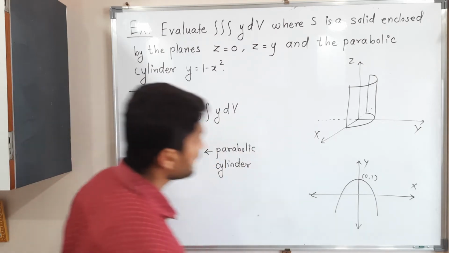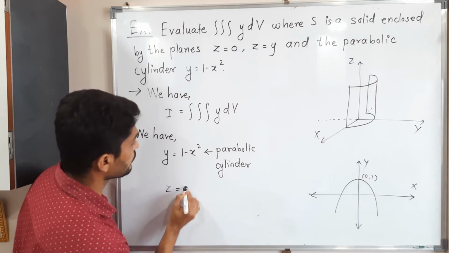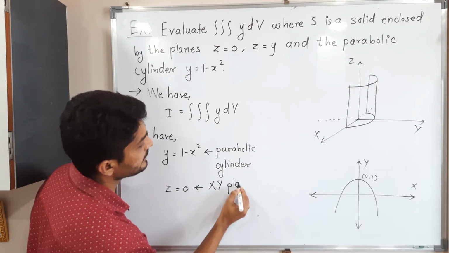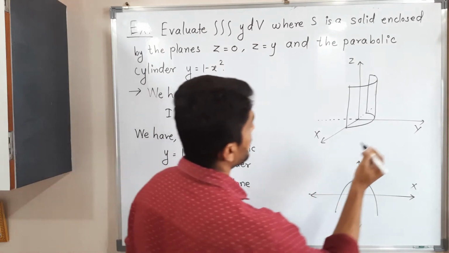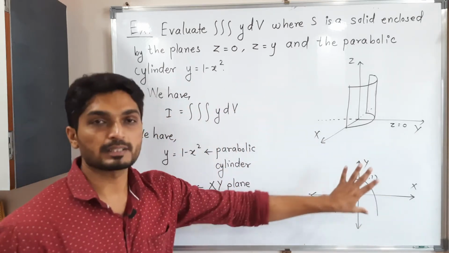Next, what is the second surface? z is equal to 0. This is the xy plane. This is the equation of the xy plane, so xy plane means z is equal to 0.